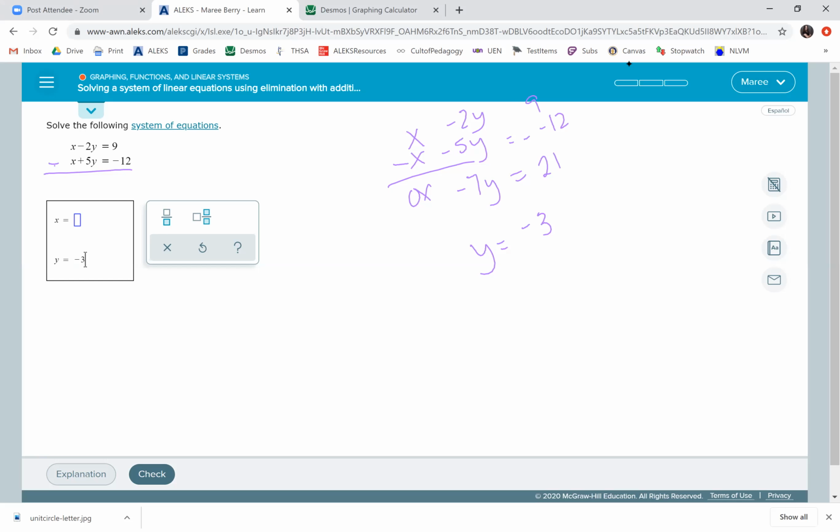Now I did some things there that kids like to make mistakes on, and that is when you subtract, you want to make sure you distribute that negative sign to all of them. So you're subtracting all of them, and a lot of times people will just end up adding instead of subtracting.